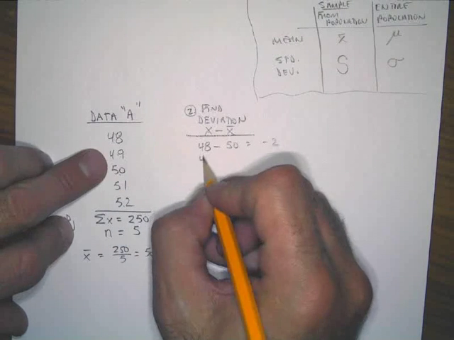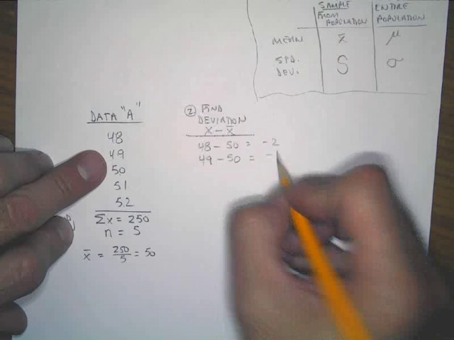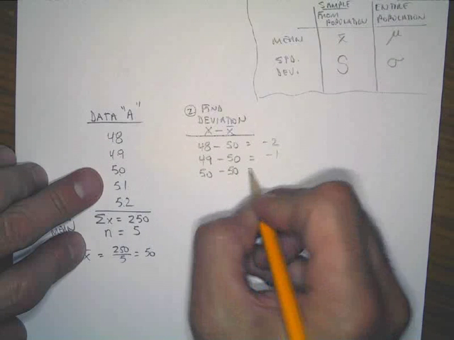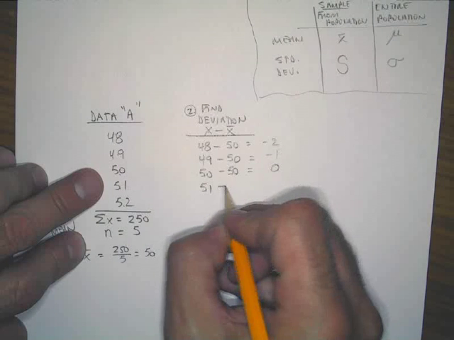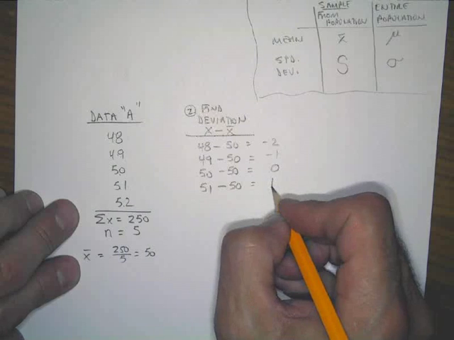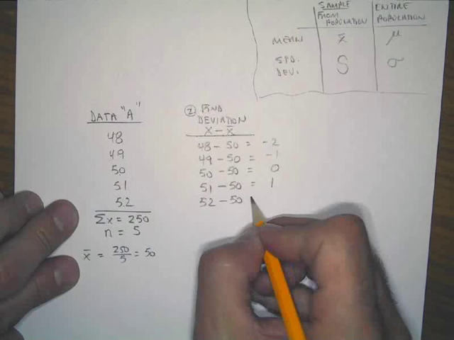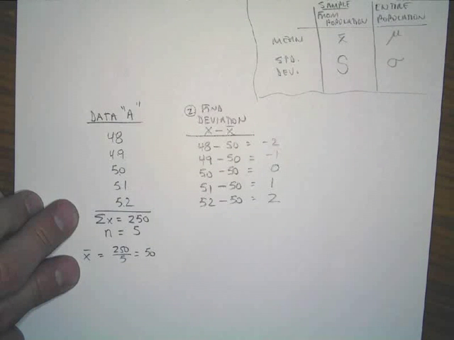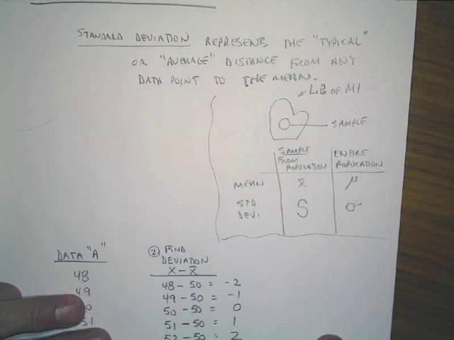Then the next data point is 49, and its distance from the mean is -1. The next data point is 50. Its distance from the mean is 0. The next data point is 51. Its distance from the mean is 1. And the last data point is 52. Its distance from the mean is 2. Okay? So those are all the distances from the mean.